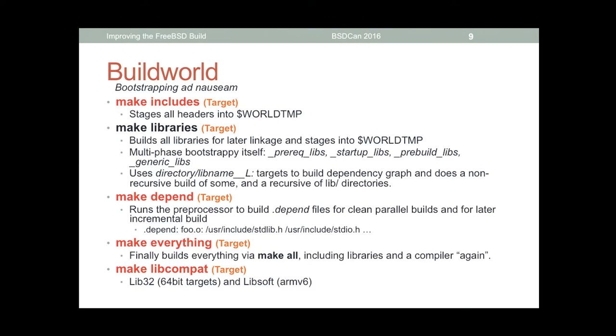So prereq libs is things like libc and compilerrt. Startup libs are some more of those. And eventually, we get to generic libs, which does a tree walk for all of lib. But in some of these earlier phases, there are these L targets that are used to build the dependency graph that I mentioned earlier. And that's where it really trips people up. Those L targets are only for creating a dependency graph.